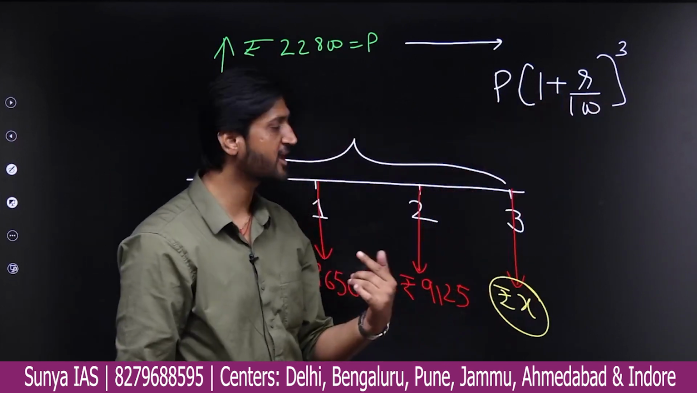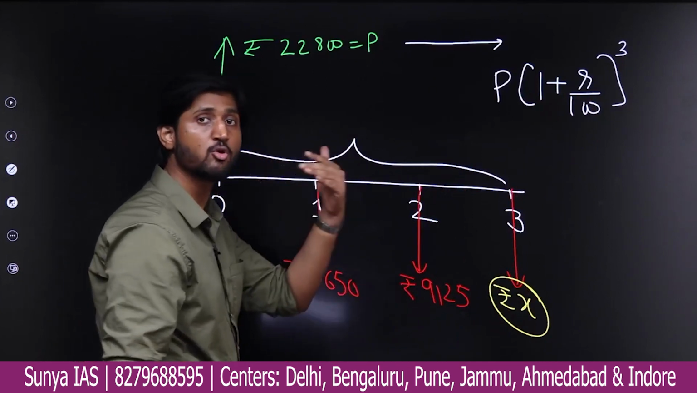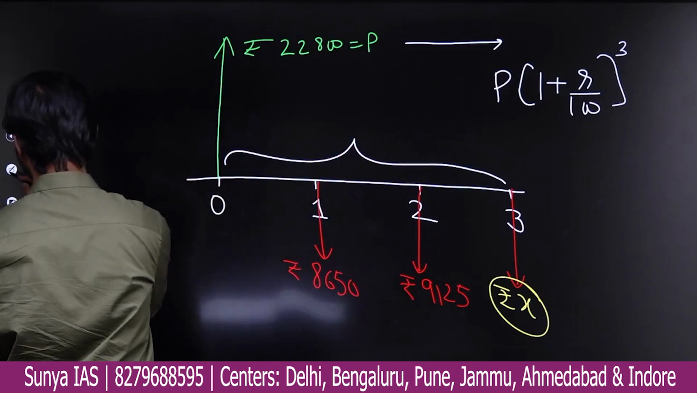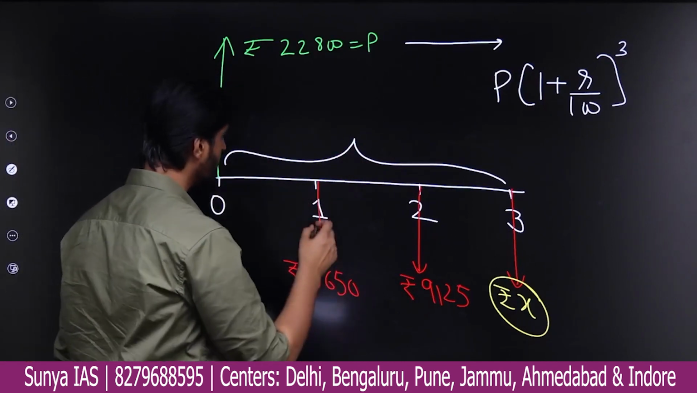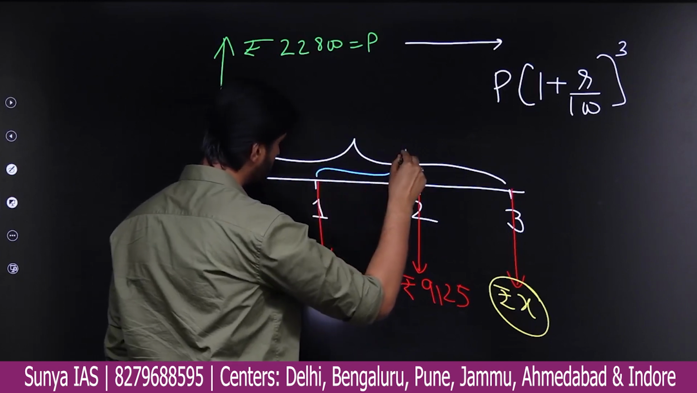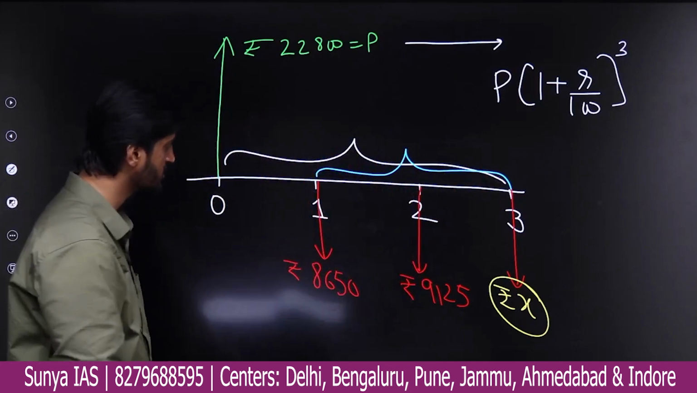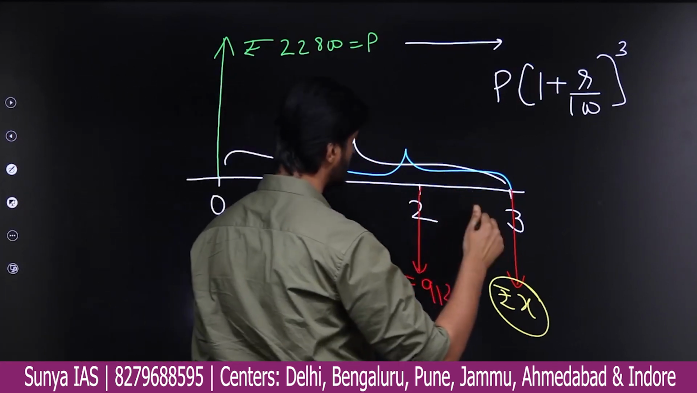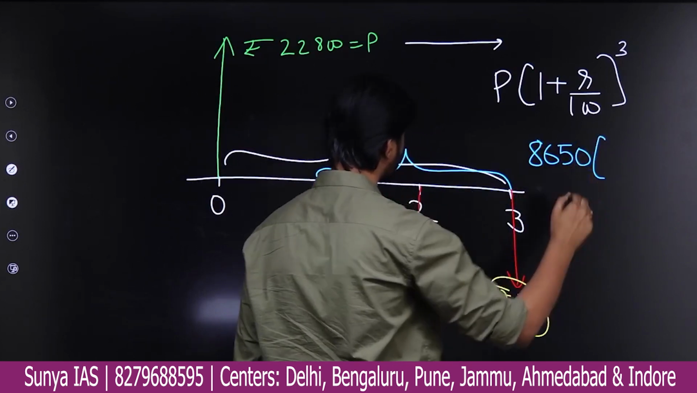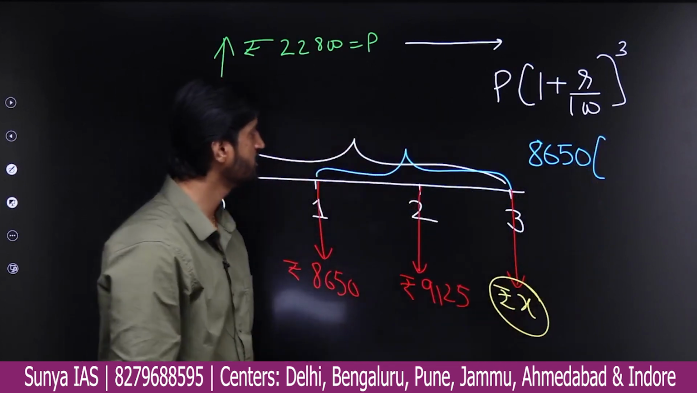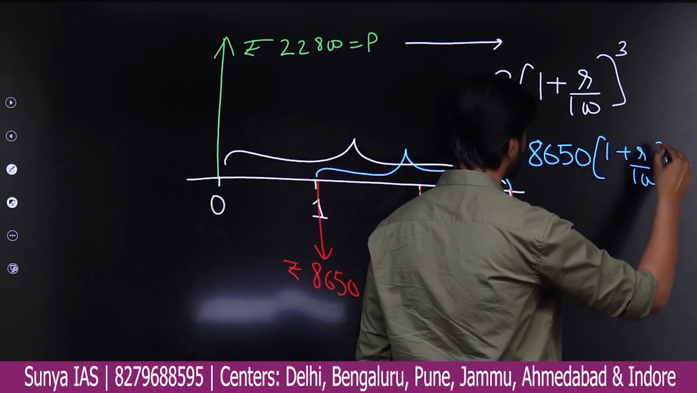But the interesting catch here is that the 2 installments you are paying will also earn some interest. So let me show that to you. As you can see, you paid this amount 8650 at the end of the first year. So it will get some interest for this period of 2 years. So let us assume this amount to be 8650. This 8650 will earn interest with the same factor, 1 plus R by 100, but the time period is now 2 years, so we write it like that.